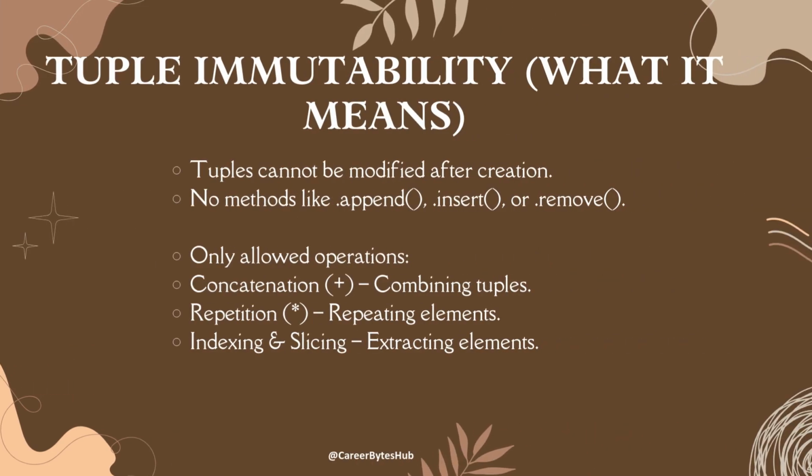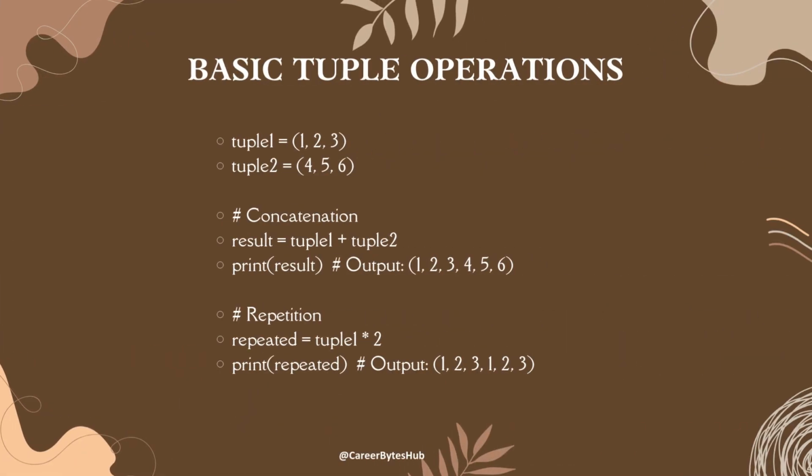As we have seen how to access tuple elements, now let's discuss their most important characteristic: immutability. Unlike lists, tuples do not allow modification. We cannot add, remove, or change elements once the tuple is created. However, we can still perform operations like concatenation (plus), repetition (asterisk), and indexing and slicing. Let's see these operations in action.